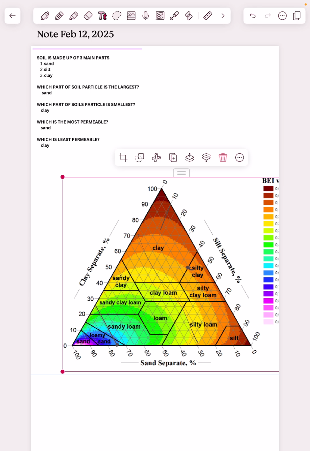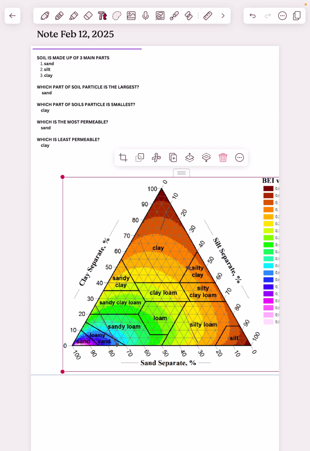For starters, you can have a question on the test that says which part of soil particles is the largest. Sand is the largest particle. Most of you, when I ask this question in class, think it's clay, but it's sand. If you hold up a particle of sand, you can actually see it. You can't really see particles of clay. So from largest to smallest is sand, silt, clay.